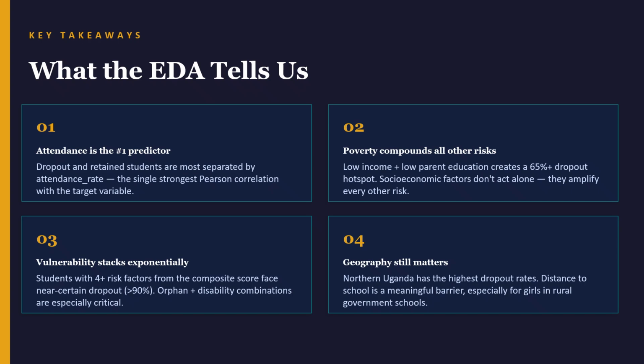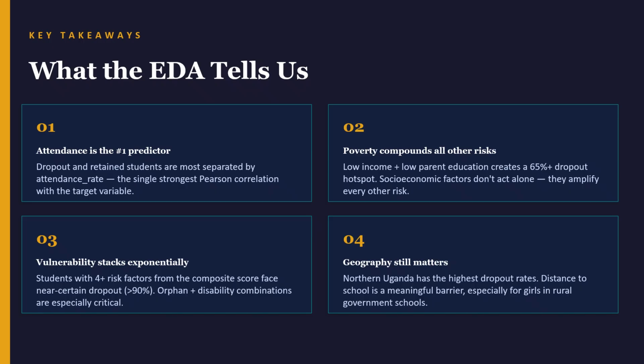So the key takeaways: what does this EDA tell us? Number one is that attendance is the number one predictor, and dropout and retained students are most separated by attendance rates. And this was the single strongest Pearson correlation with the target variable.